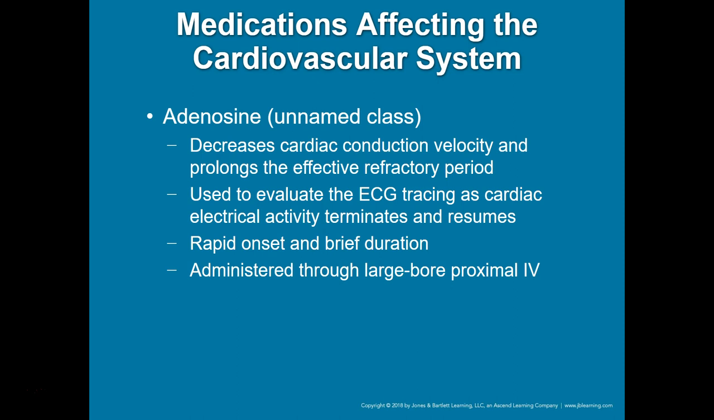Rapid onset and brief duration. So whenever you give it, its duration of action is like 10 seconds. We want to give it through a large bore proximal IV, AC, EJ, something like that, and give it very rapidly. Of course, be watching your EKG while you do it. It's going to cause a brief period, 3 to 5 seconds, of asystole. Then you're going to get some weird heartbeats on there. And then hopefully they'll convert from an SVT into a normal sinus rhythm. That's the idea anyways.